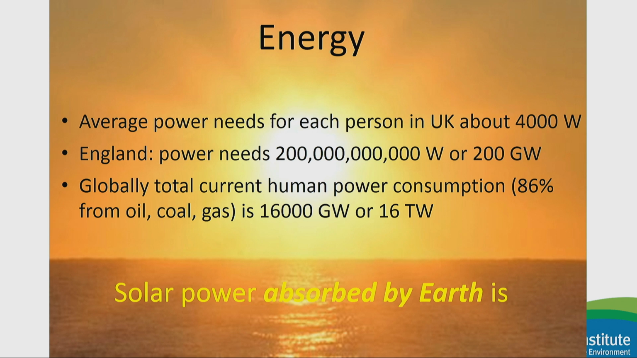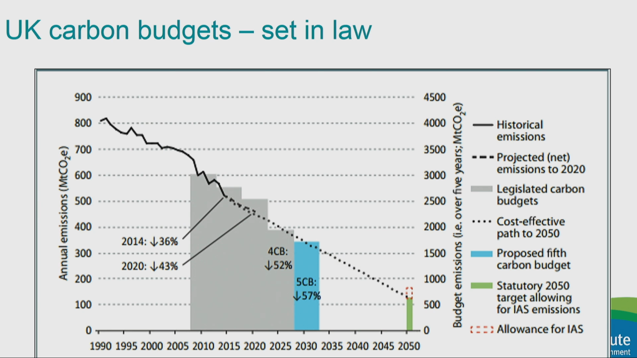But you look at these numbers in the context of the amount of solar radiation. This is absorbed by the Earth. This is not just emitted by the sun. This is actually absorbed by the Earth. The numbers are huge. This is telling you something about the amount of solar energy that's available that we could use for producing energy. And that's about the UK carbon budgets, which are fantastic, but I haven't got time to talk about that now.